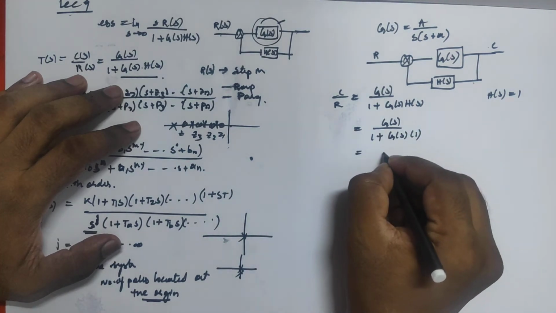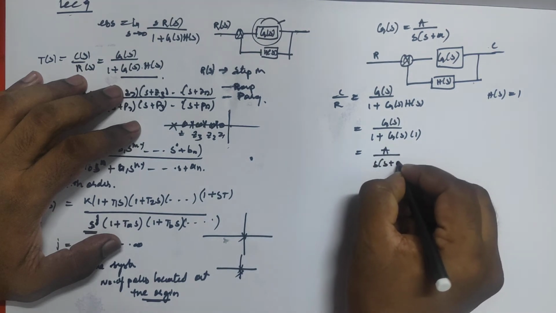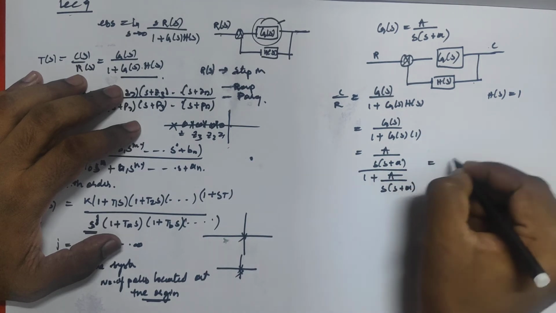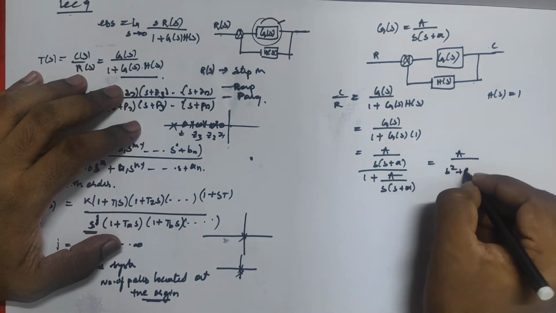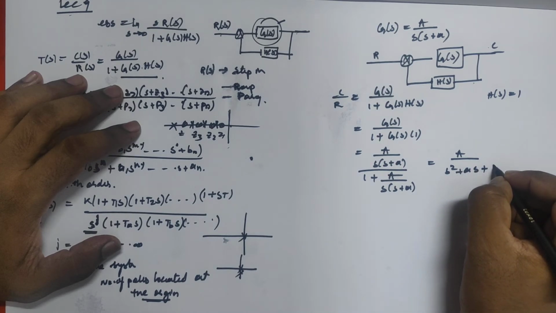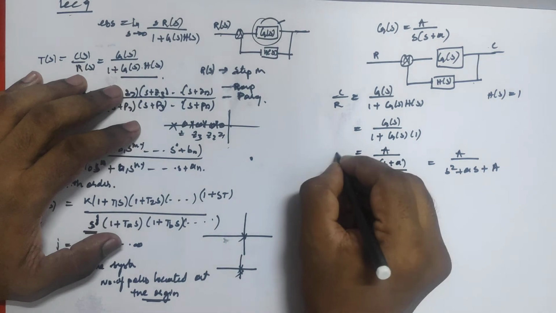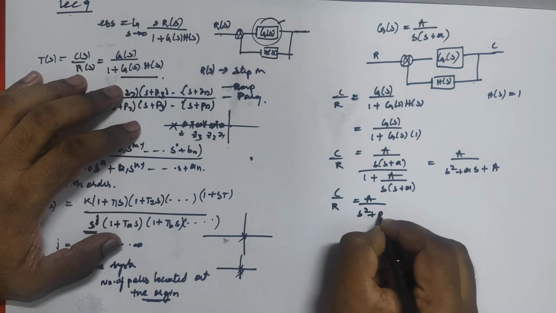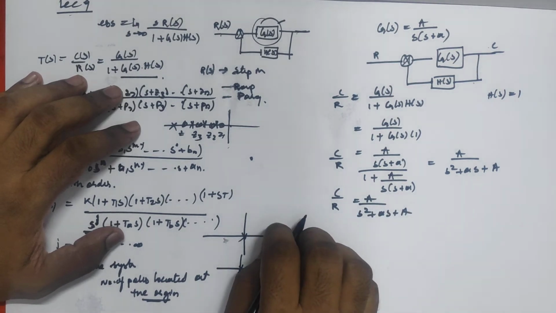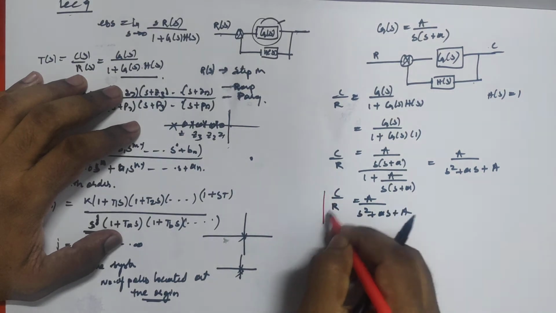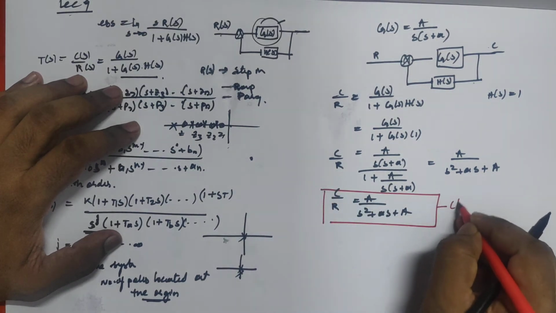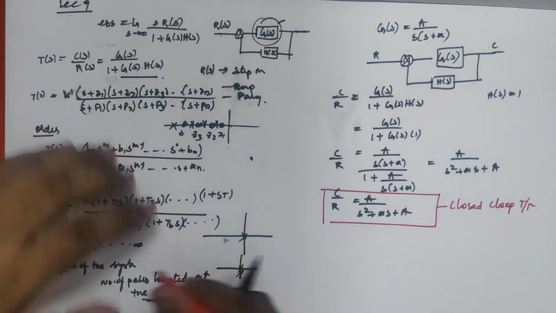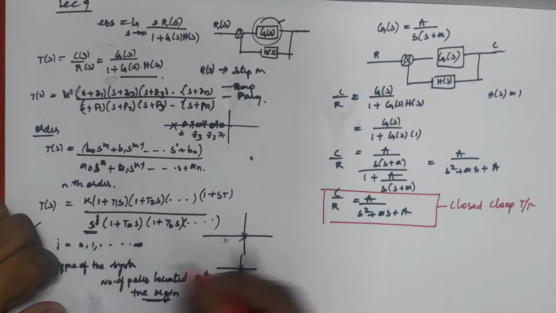Now substituting that, a by s into (s plus a), so 1 plus a by s into (s plus a), and further I'll get a by s squared plus as plus a. So I obtained C by R like this. So another transfer function I got, a by s squared plus as plus a. This is what we call the closed loop transfer function. Now what is another transfer function? It is the open loop transfer function.